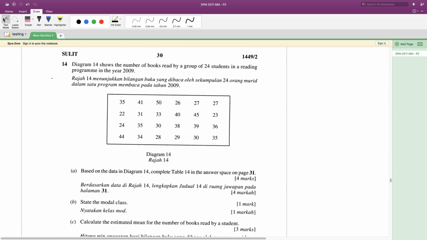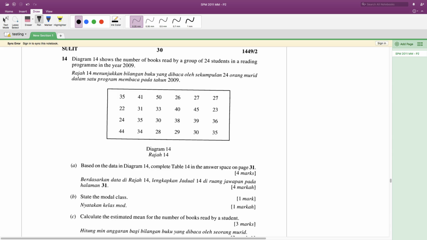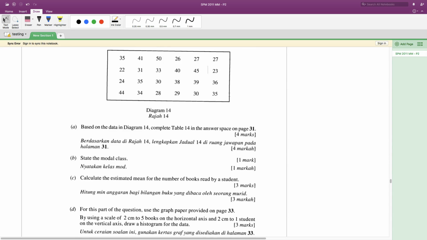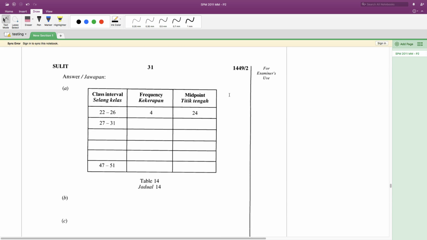Okay, for this one, the diagram 14 shows the number of books read by the group of 24 students in the reading program in the year 2009. Based on the diagram 14, complete the table 14 in the space on page 31. So you need to understand that the number here actually means one student read 27 books, because over here you have 24 numbers, right? It means all of the numbers here are the number of books read by the students. Alright, so I guess we have to complete this one.